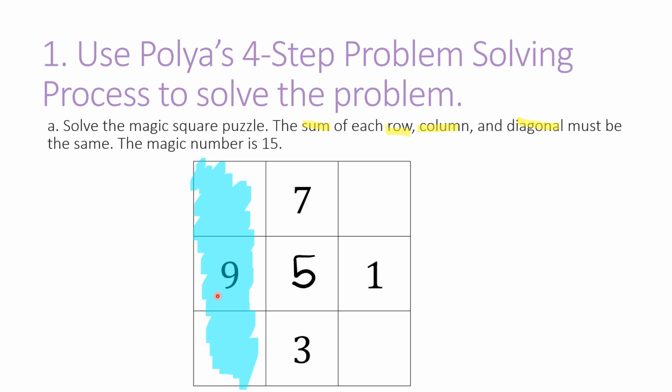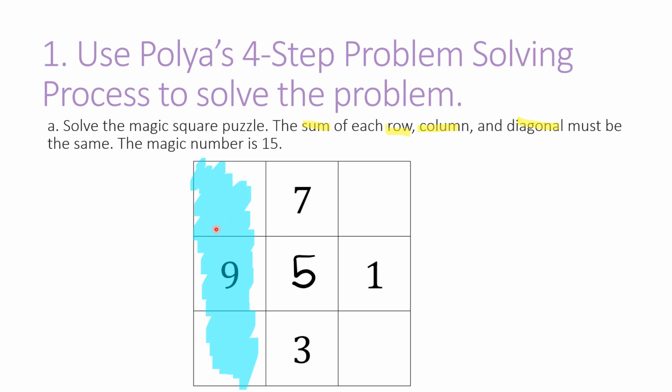All right, so if we have 9 in the middle and we need the whole column to add to 15, let's see, 9 plus 6 is 15. So this top square and the bottom square need to add to 6. What are some numbers that add to 6? 5 and 1. We can't use those because those are already used right here. All right, 3 and 3. Can't use that. 3 is already used right here.